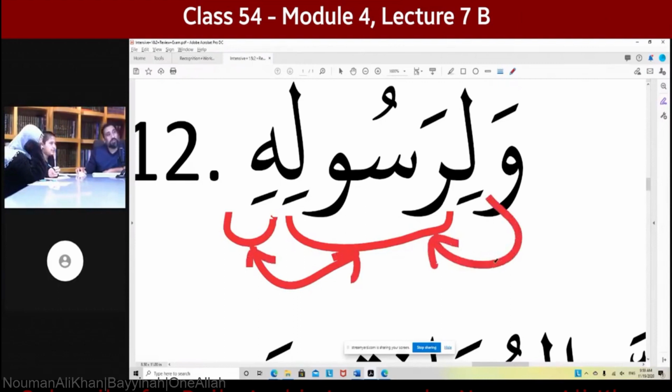Li to rasuli. Bata kaf lam. Right. So it could be jar, majroor. The li is jar, rasuli is majroor, rasuli is mudaf, he is mudaf ilayh. Wa just means and.